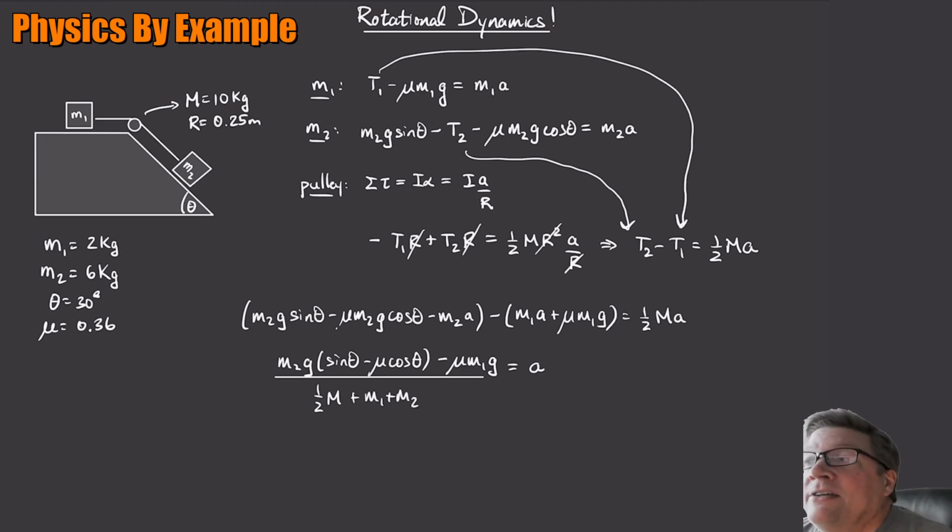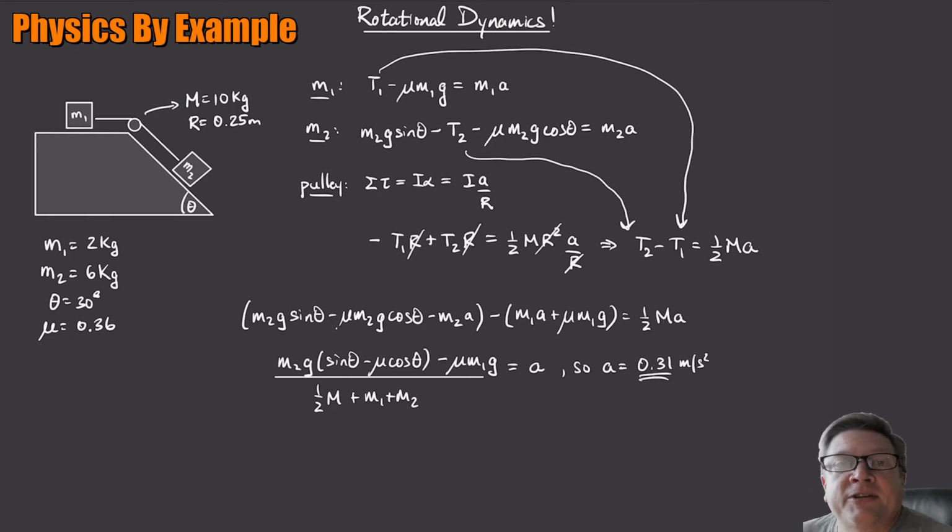All right, so if I plug all that stuff in, there's some tedious calculation there, but I know the angles, I know m1 and m2. So if I plug all that stuff in, A, what did I get? A is going to be 0.31 meters per second squared. Cool. So that's the acceleration of the system.